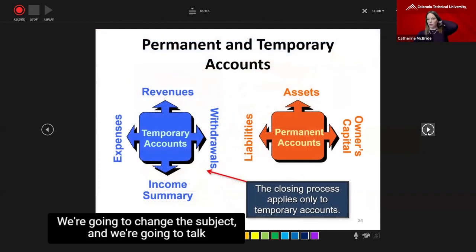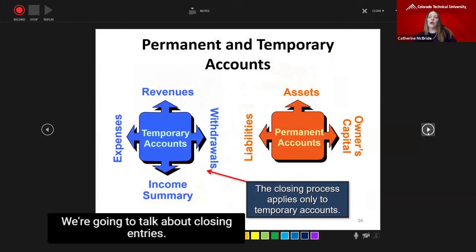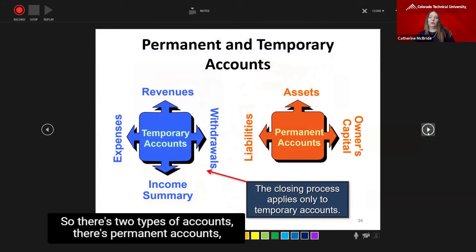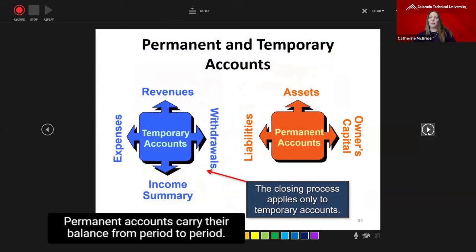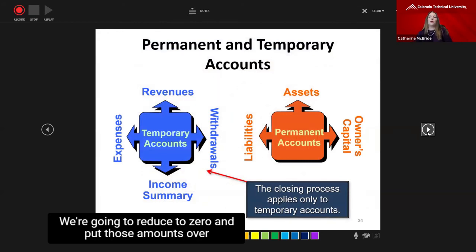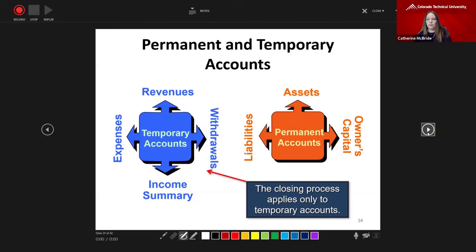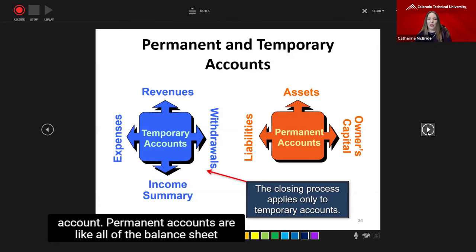All right, we're going to change the subject and talk about a special type of account. We're going to talk about closing entries. There are two types of accounts: permanent accounts and temporary accounts. Permanent accounts carry their balance from period to period. Temporary accounts don't. Temporary accounts we're going to reduce to zero and put those amounts over into the retained earnings account.